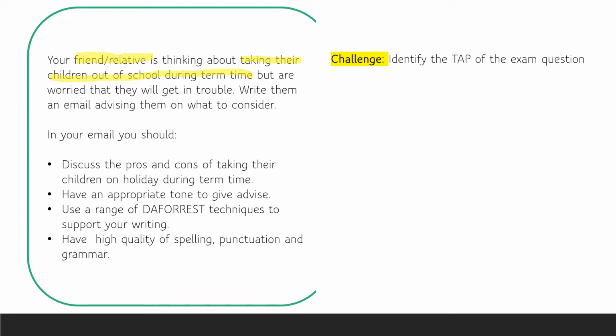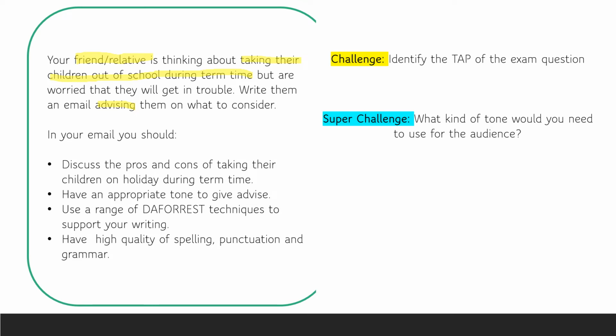And then the final thing we need to consider is the purpose. So why are we writing? What has actually caused us to put pen to paper in the first place, other than the fact that we need to pass this exam? So the purpose here would be about giving them some advice, because you can see there after it says an email advising them on what to consider. So the TAP can all be understood if we just look at the first part of this question, and then you need to think about the broader aspect of the question and the kind of things we need to do to make sure we get a good mark in the exam.